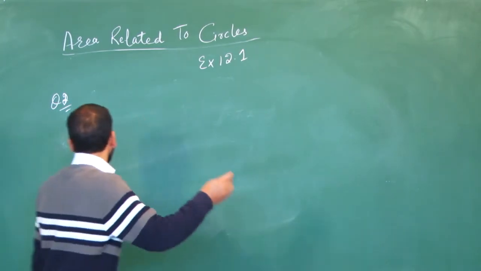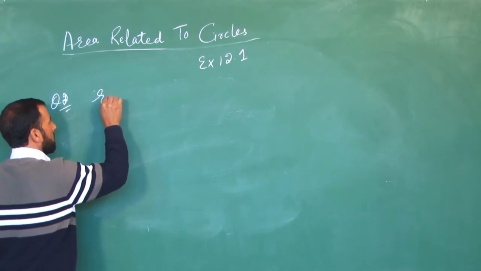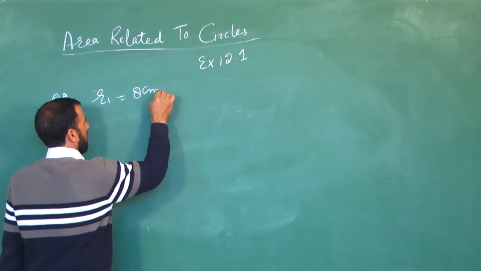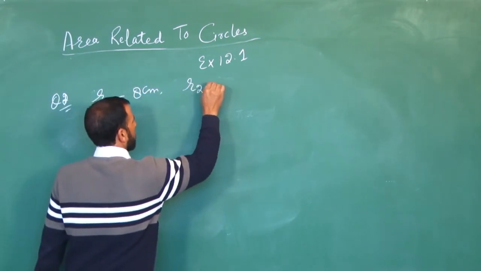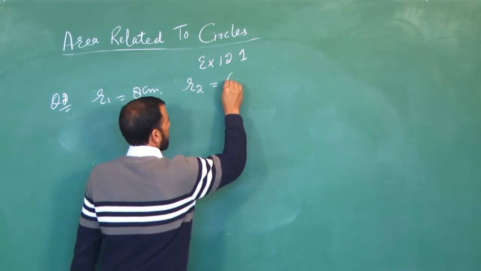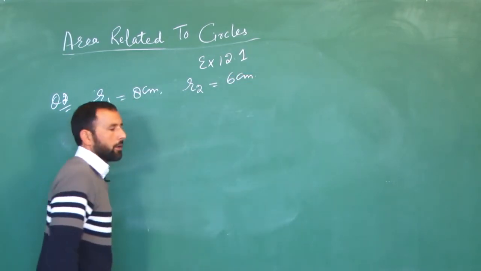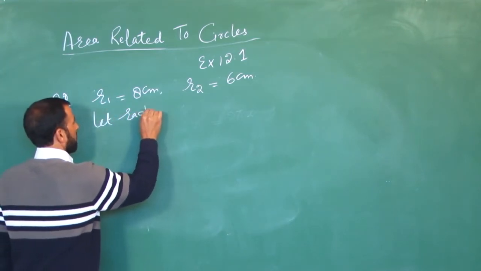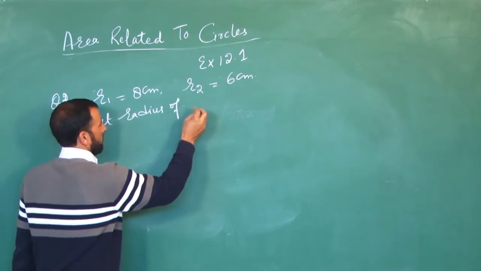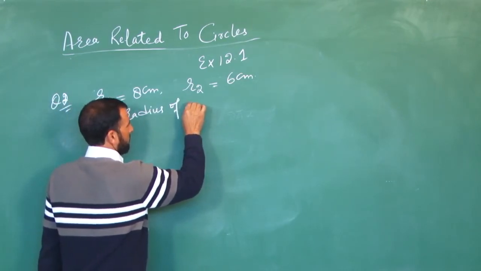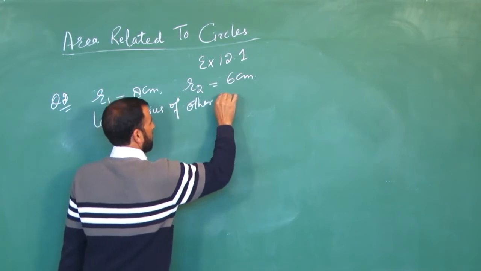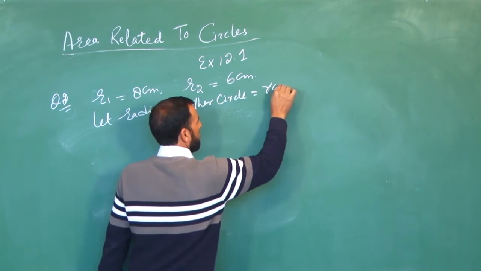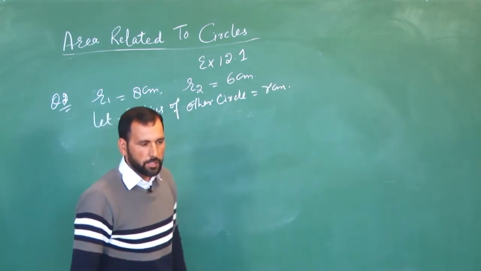So here in question 2, again R1, the radius of the first circle, is equal to 8 centimeter. R2, the radius of the second circle, is equal to 6 centimeter. And let the radius of the other circle be equal to R centimeter. We take it as R centimeter.